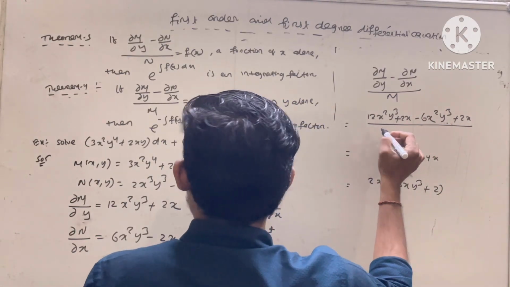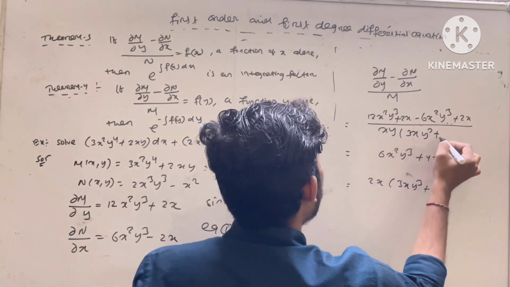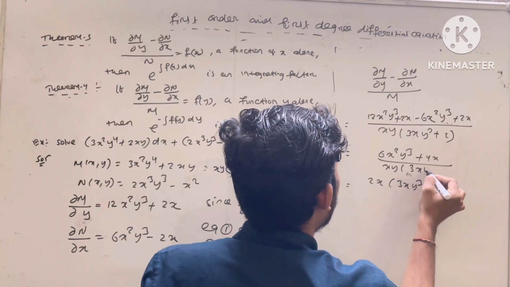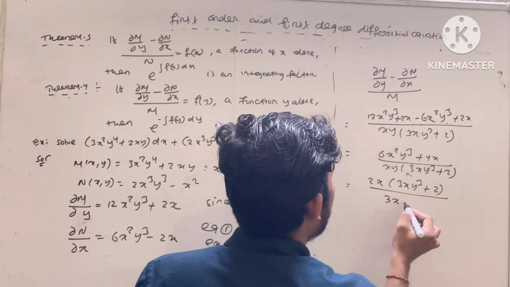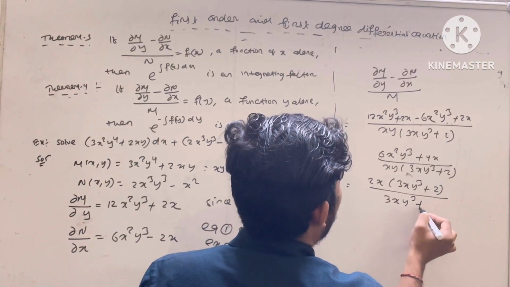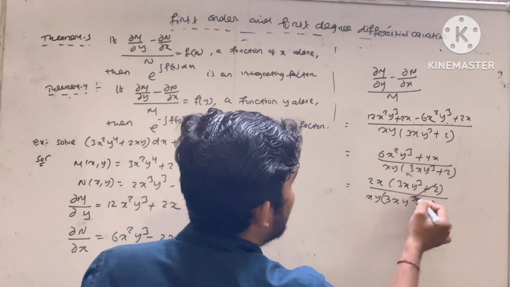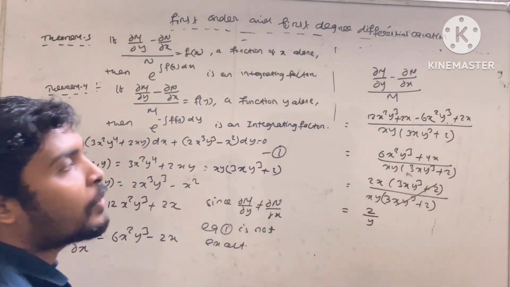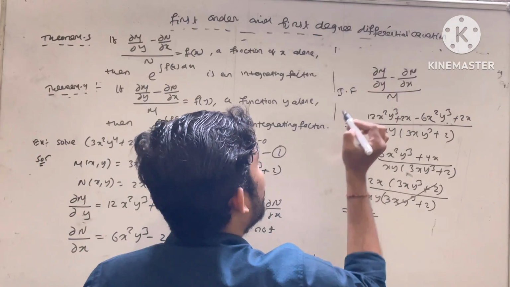M of xy, 3x y cube plus 2. This is 3x y cube plus 2 into xy. So this will cancel out, so we get 2 by y. So this one is the integrating factor.